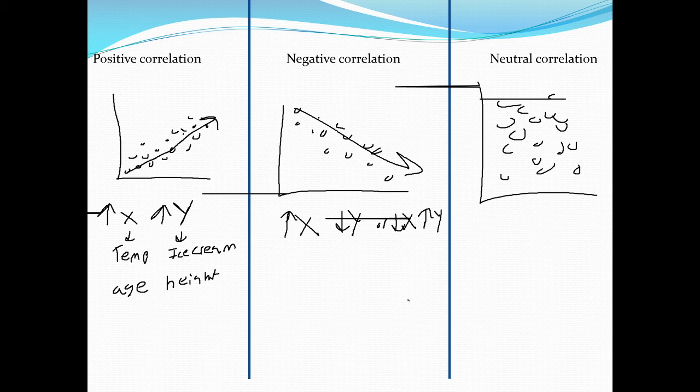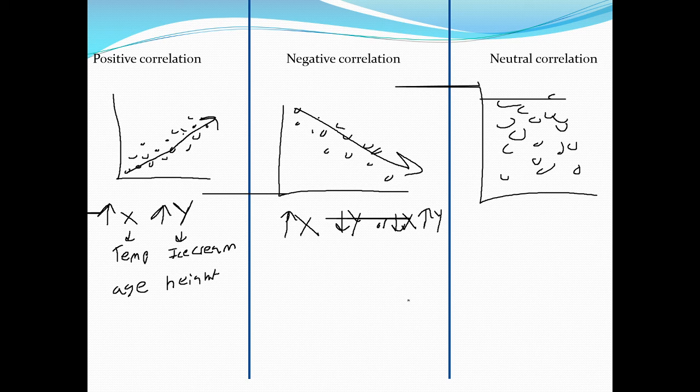Or you can say a person's age and the amount of money they spend on cars. As you go older, you don't necessarily spend more money on cars. If anything, you might even spend less money on cars. But that would be an example of a neutral correlation. Your age does not impact the amount of money you spend on cars.